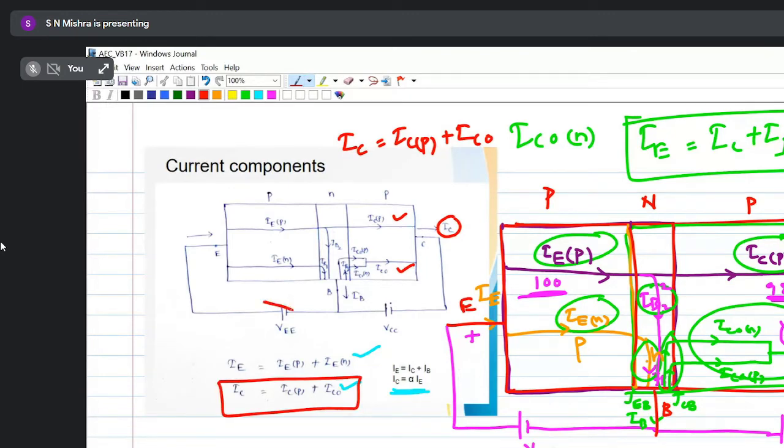Now, if I open this emitter base junction, can I get this ICP? ICP means holes are pushed from the emitter and collected at the collector. If I am not giving any positive potential at the emitter, will emitter holes move to the collector? No, sir. So IC will be only due to the leakage current, that is ICO.